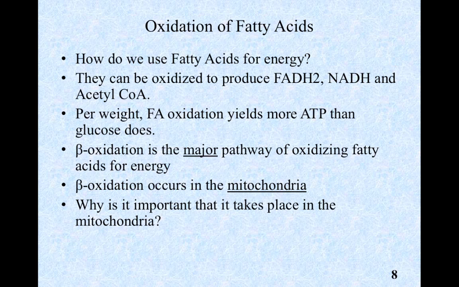Okay, but for fatty acids, beta oxidation is the major pathway of oxidizing fatty acids for energy. Beta oxidation occurs in the mitochondria, so that beta oxidation in the mitochondria generates significant amounts of acetyl-CoA in the mitochondria of whatever tissue those fatty acids are being oxidized by. Major tissues would include the liver and skeletal muscle, for example. So why is it important that it takes place in the mitochondria? Well, the electron transport chain is there, and so is the Krebs cycle in the mitochondrial matrix. So that's where beta oxidation occurs inside cells.